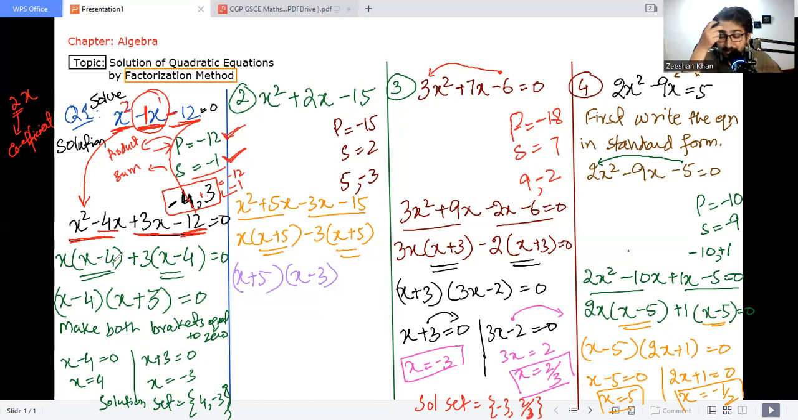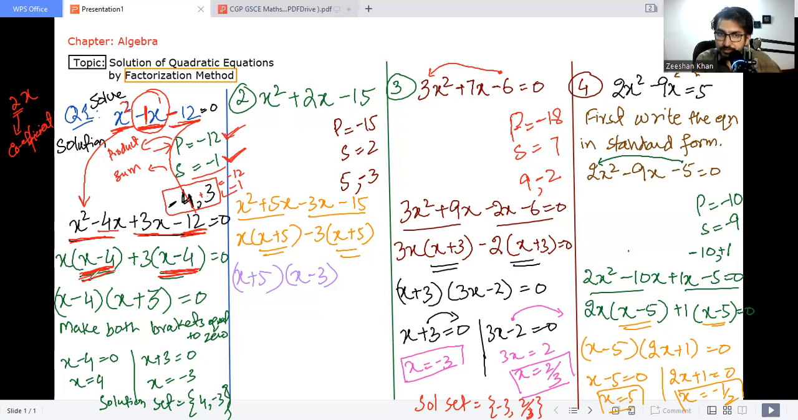Okay, there is a hint to see whether you are solving it correctly or wrong. These two brackets must always be the same. When you take common from the first two terms and when you take common from the last two terms, you will get two brackets. The bracket from the first two terms and the bracket from the last two terms must always be the same. If both of them are the same, it means you are doing good. You are solving it correctly.